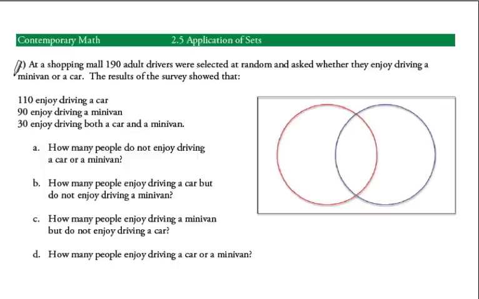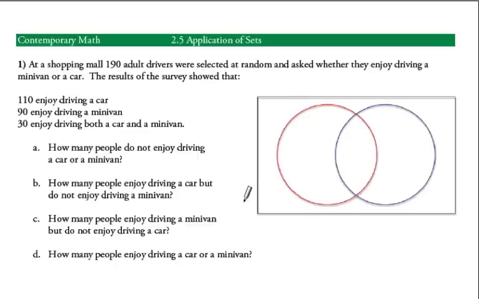So our first example says at a shopping mall, 190 adult drivers were selected at random and asked whether they enjoy driving a minivan or a car. And the results of the survey showed that 110 enjoy driving a car, 90 enjoy driving a minivan, and 30 enjoy driving both a car and a minivan.